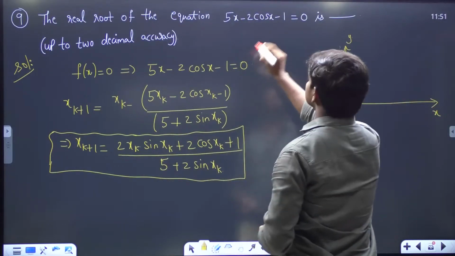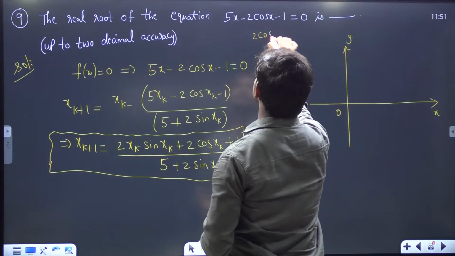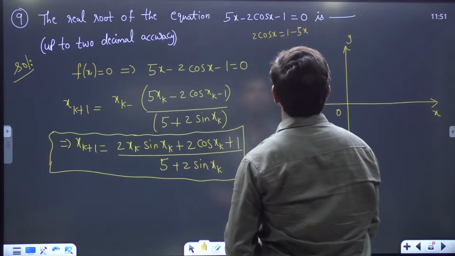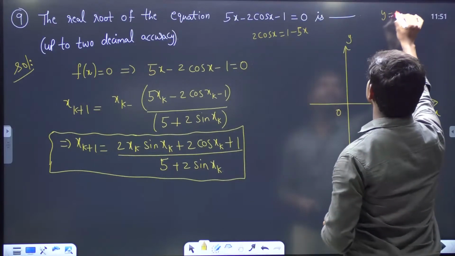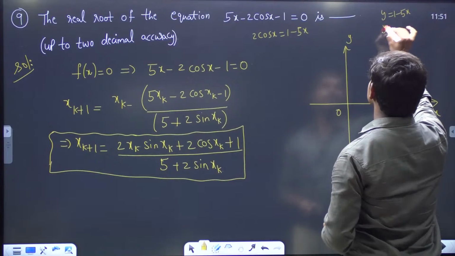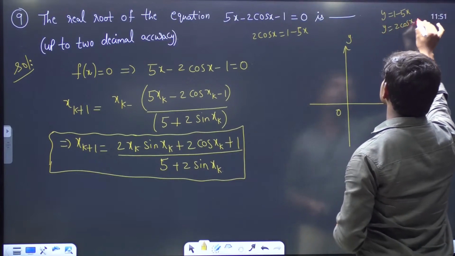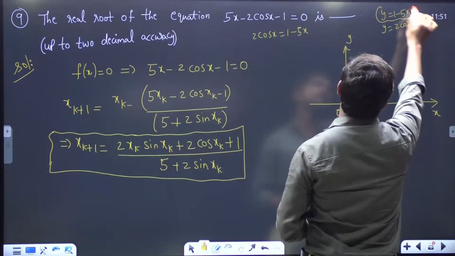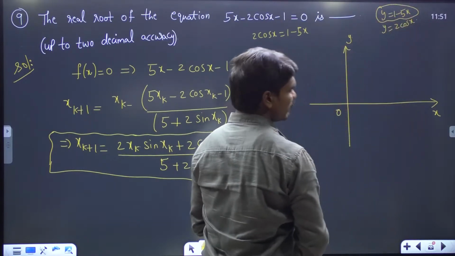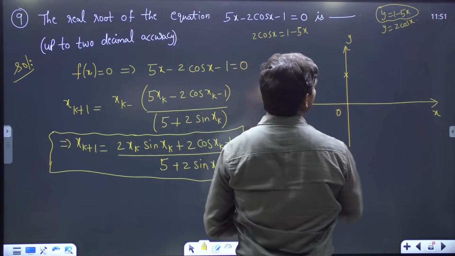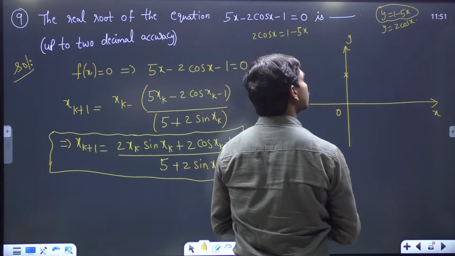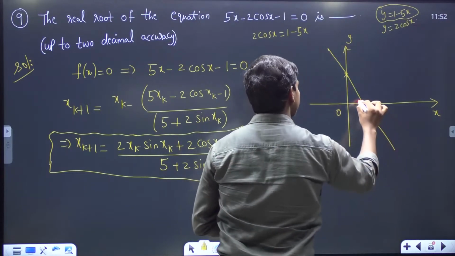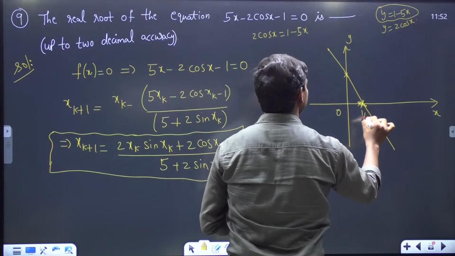Let us try to plot these two curves, which means 2 cos x is equal to 1 minus 5x. So y equal to 1 minus 5x is one equation and y equal to 2 cos x is another equation. Correct? So first of all, let us plot this straight line, y equal to 1 minus 5x. If you put x equal to 0, the y value is 1. And if you put y equal to 0, then the x value is 1 by 5, somewhere here. So this line goes something like this, where this value is 1 by 5.